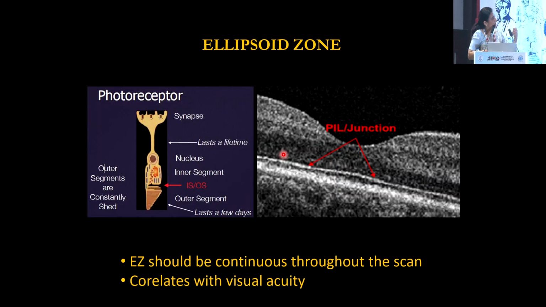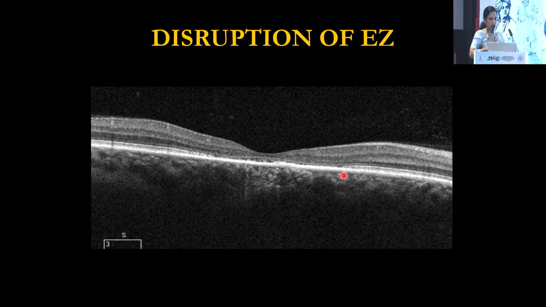Again, this is something about the ellipsoid zone. Like I said, the ellipsoid zone is something you should look at before cataract surgery. The ellipsoid zone, this line should be continuous. If it is missing here, especially in the central area, it correlates with the visual acuity, and you should tell the patient that you may not get very good vision after cataract surgery. So always look at this line to prognosticate the patient.